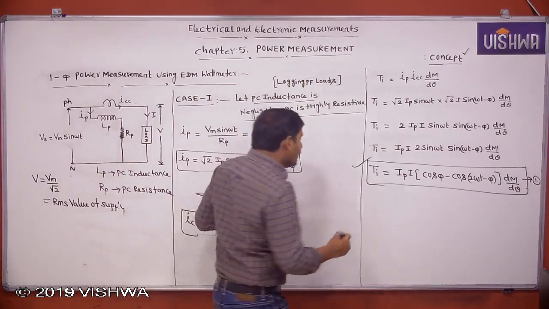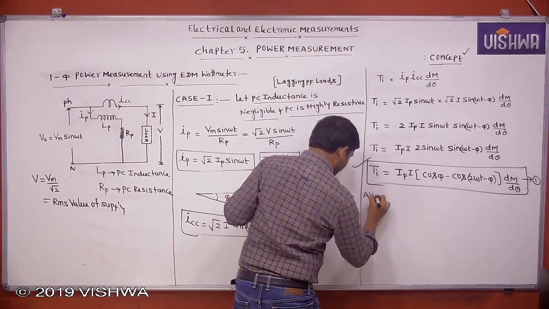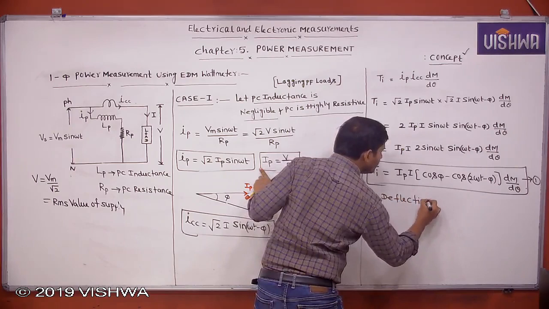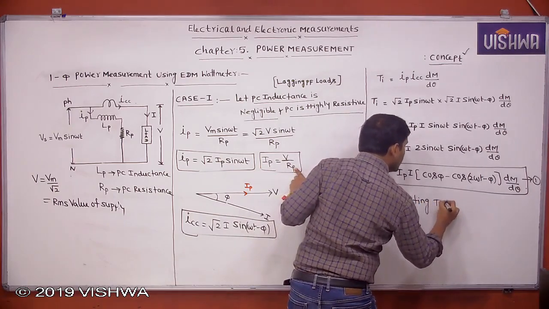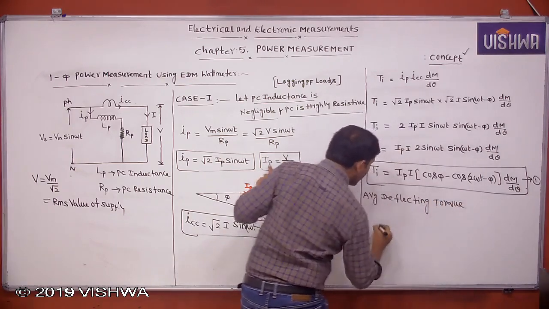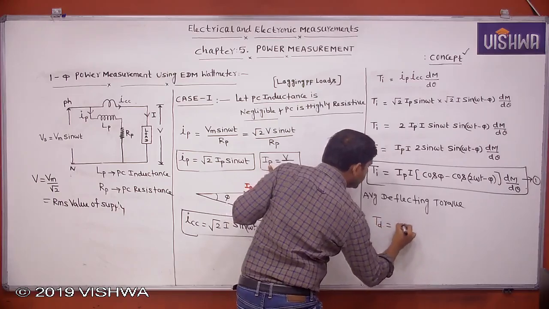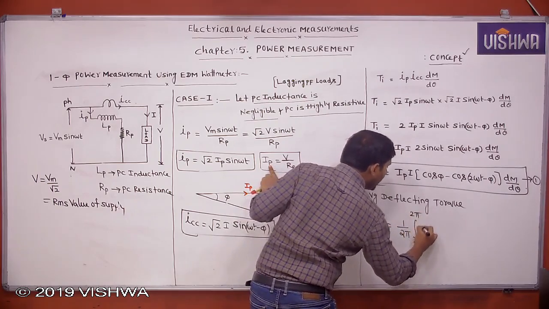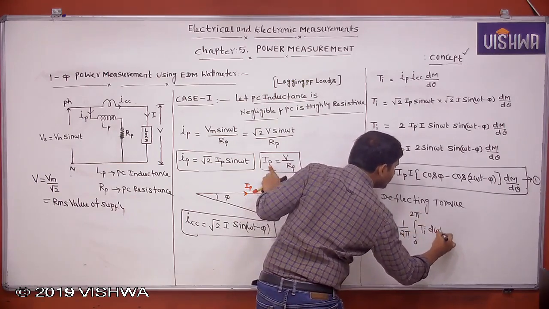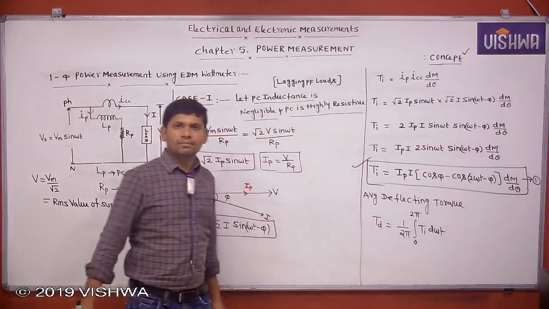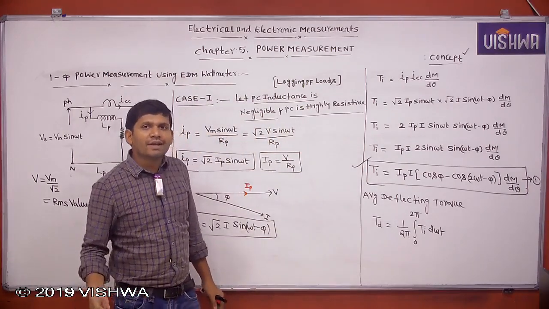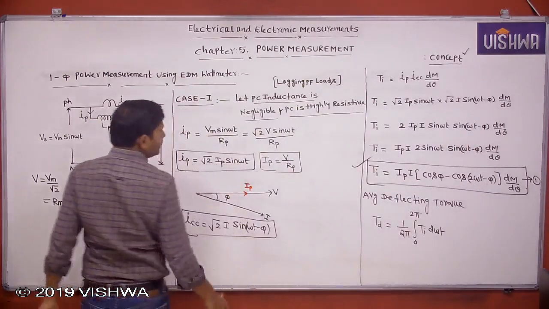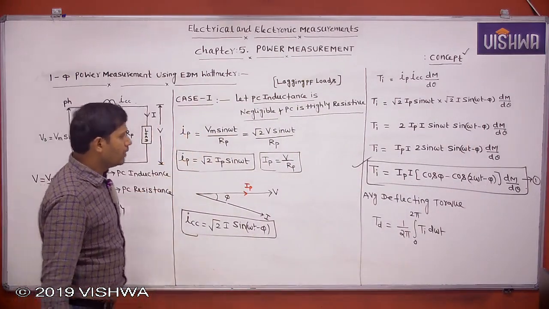Then the average deflecting torque equals, tell me, how to get the expression for average deflecting torque? TD equals 1 by 2 pi integral 0 to 2 pi Ti d omega t. Okay, but I want not the instantaneous torque, we want the average deflecting torque. Then it's over, quick, note down.